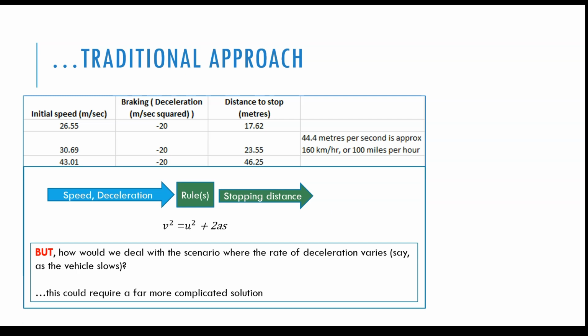But what happens if it isn't that straightforward? For example, what if the braking rate is not constant and varies, for example, by approach speed? That could then require a much more complex formula in order to calculate the stopping distance. So please bear that in mind. And now let's have a look at the machine learning approach.